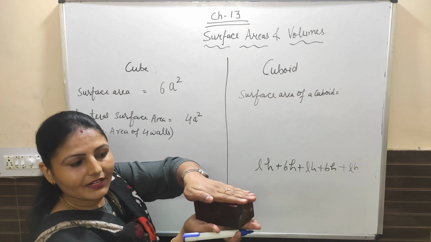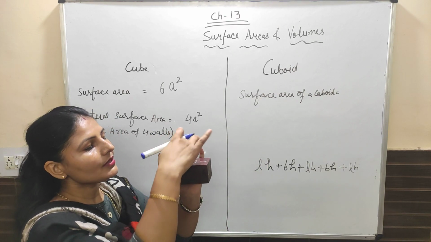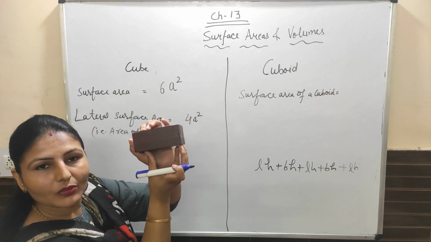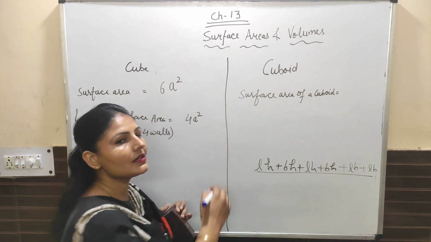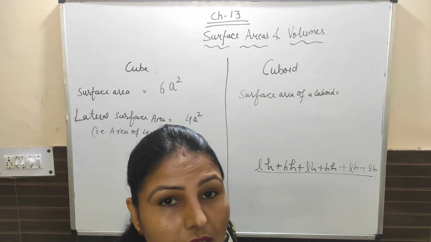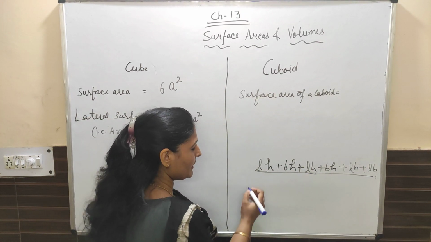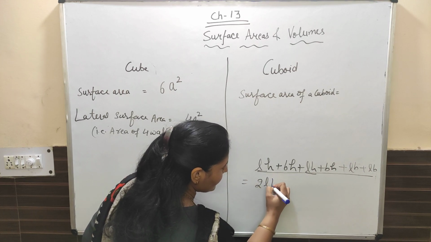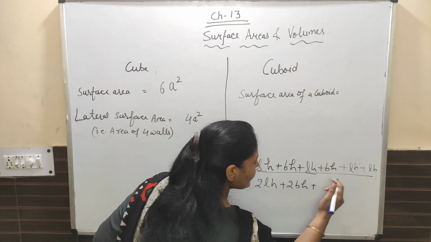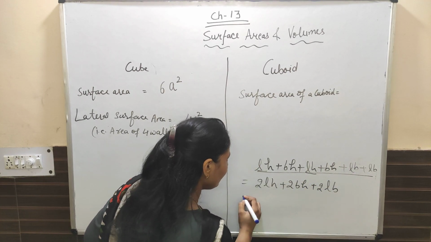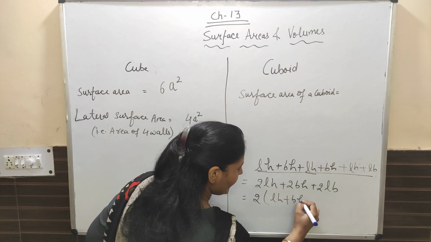Just as this face is the same as this one, opposite faces are the same. So its area is length into breadth, so what will the area of the bottom also be? Length into breadth. Now this is our total surface area of a cuboid. Let us make it a little shorter. LH plus LH means how many LH are there? 2LH. BH plus BH, 2BH, and LB plus LB, 2LB. Take 2 common, we get LH plus BH plus LB.